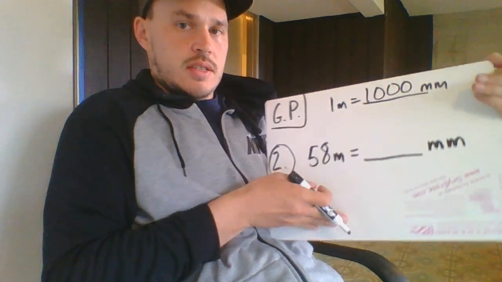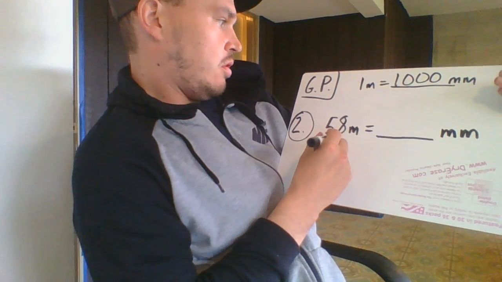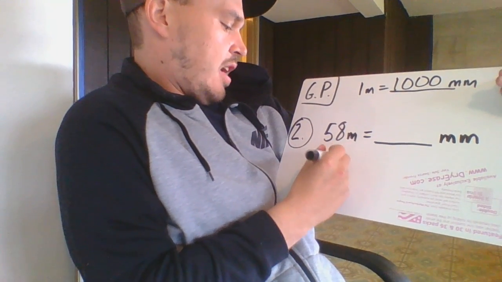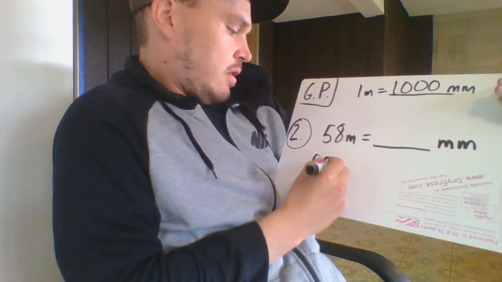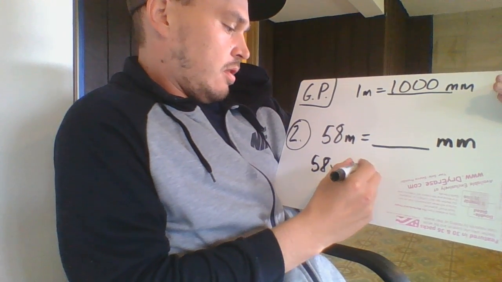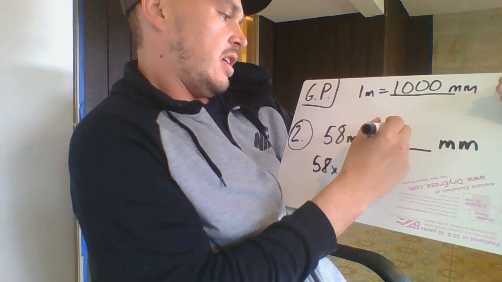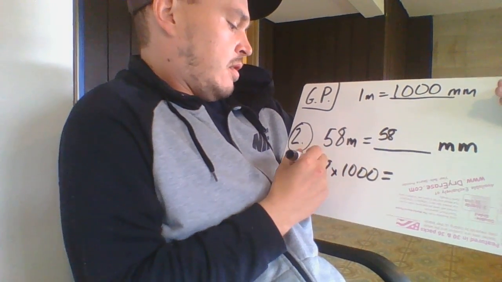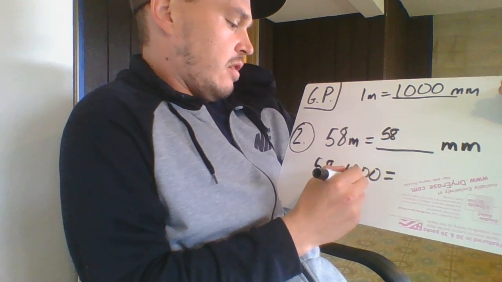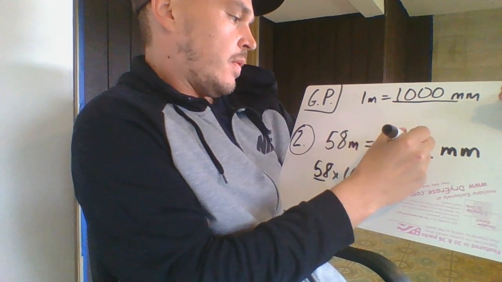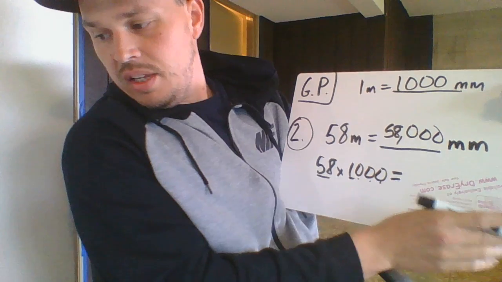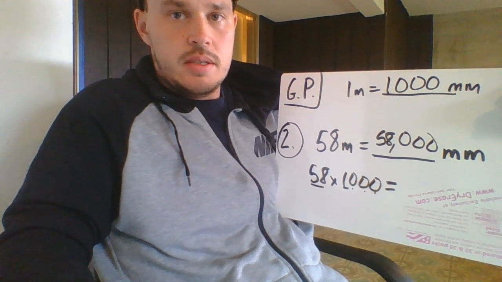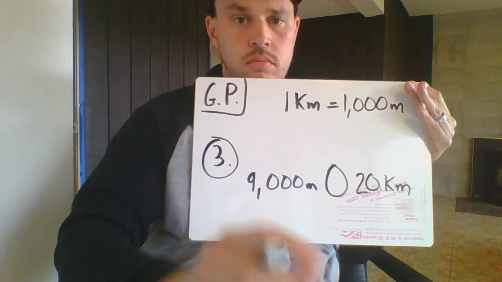So to do this, if we know that 1 is 1,000, you would do 58 times 1,000, and that's going to give you your answer. So if you do 58 times 1 is 58, then add on 1, 2, 3 zeros, it's going to be 58,000 millimeters. Okay, I'm going to pause and write down another problem.